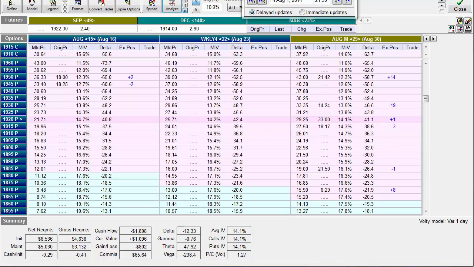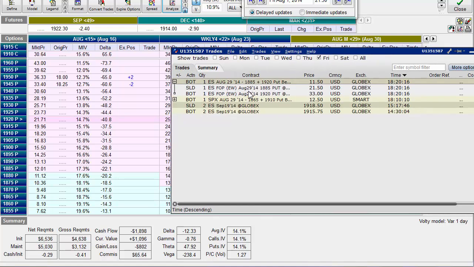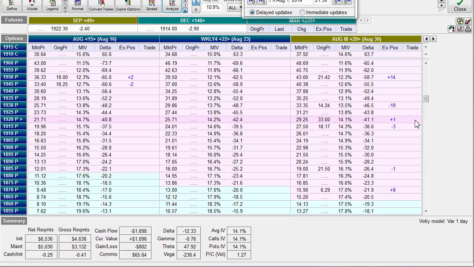So the trade that I put on today for the ES was a 1920-1855 put debit spread for $11.50. So that would be this one, 1920, 1885.